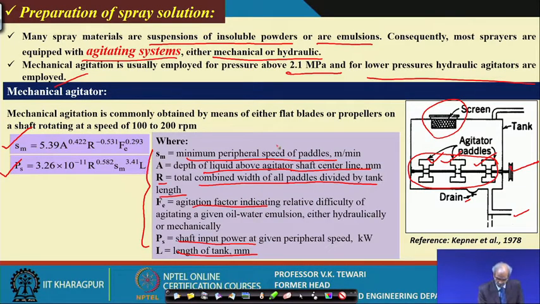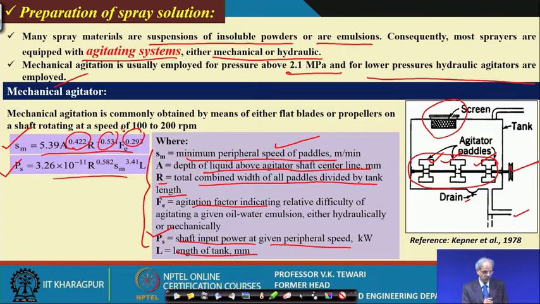So, how will you get the minimum peripheral speed? Then how will you get the shaft input power, at a particular given peripheral speed, in kilowatts? You have to use these. In fact, what is important is that you have to be careful about the units. The proper units definitely have to be followed, only then will the powers given here be effective, otherwise they will not be effective and will give a wrong value.